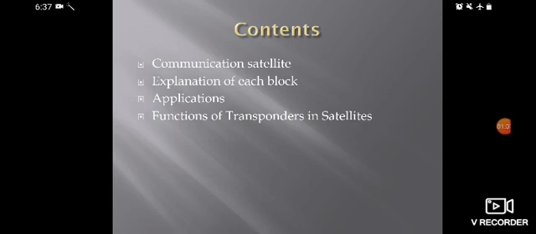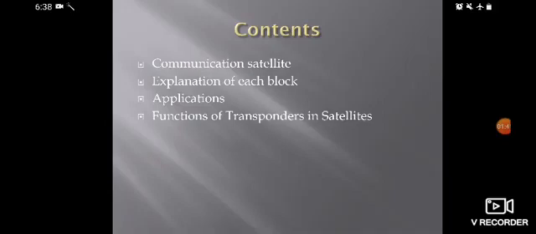A satellite is a microwave link repeater that revolves around the earth. It receives the signals from the transmitting earth station, amplifies and down converts these signals, and sends them to the receiving earth stations. A satellite is a physical object that revolves around a larger body. So that is the satellite.